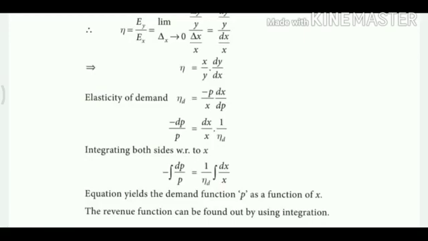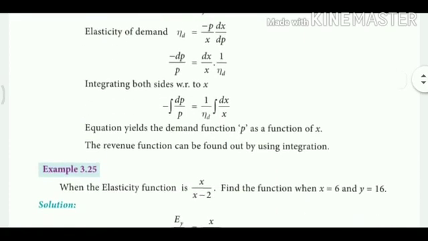Here minus dp by p equal to dx by x into 1 by elasticity of demand. So if you integrate these, integration of dp by p equal to 1 by elasticity of demand times integration of dx by x, this equation yields the demand function p as the function of x. So the revenue function can be found by using the integration.